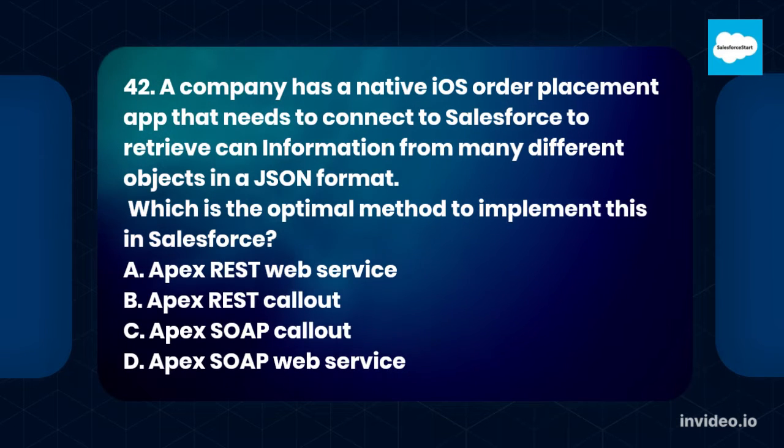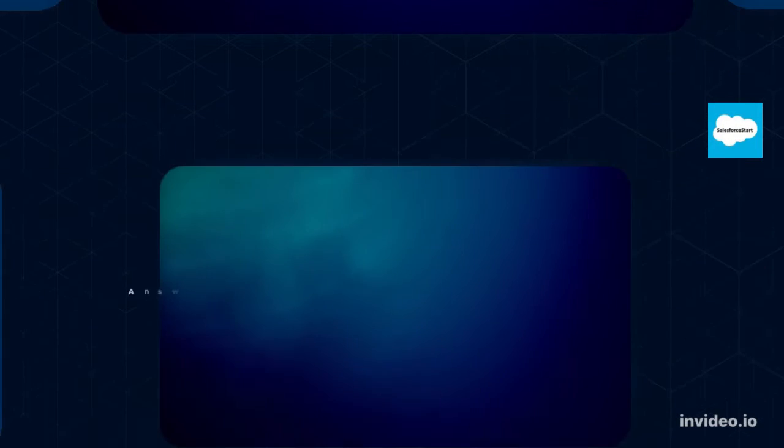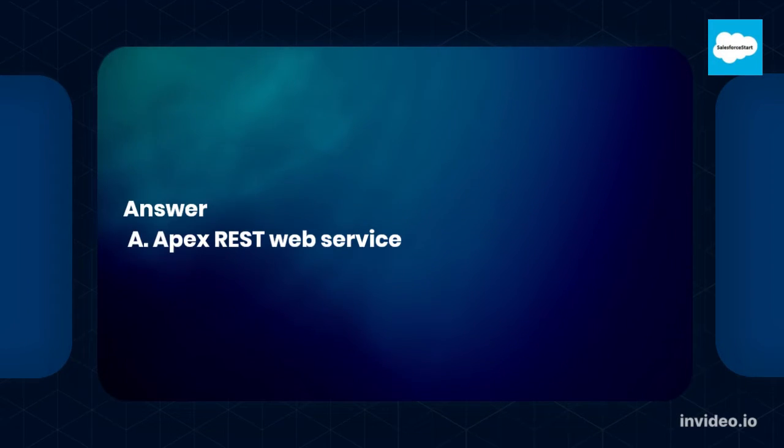42. A company has a native iOS order placement app that needs to connect to Salesforce to retrieve information from many different objects in a JSON format. Which is the optimal method to implement this in Salesforce? A. Apex REST Web Service. B. Apex REST Callout. C. Apex SOAP Callout. D. Apex SOAP Web Service. Answer. A. Apex REST Web Service.